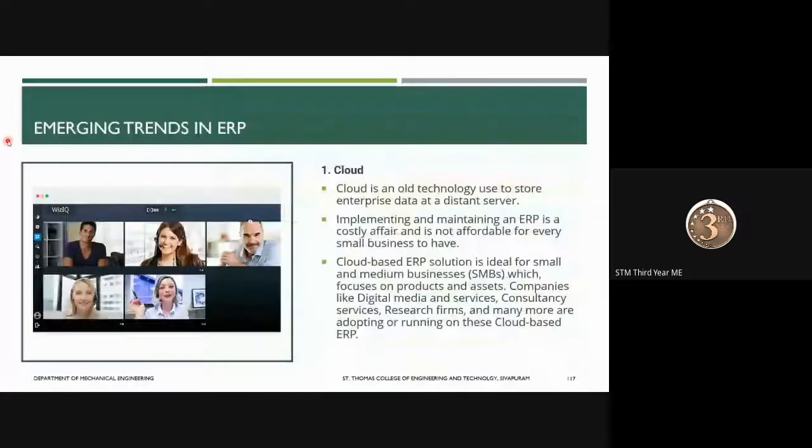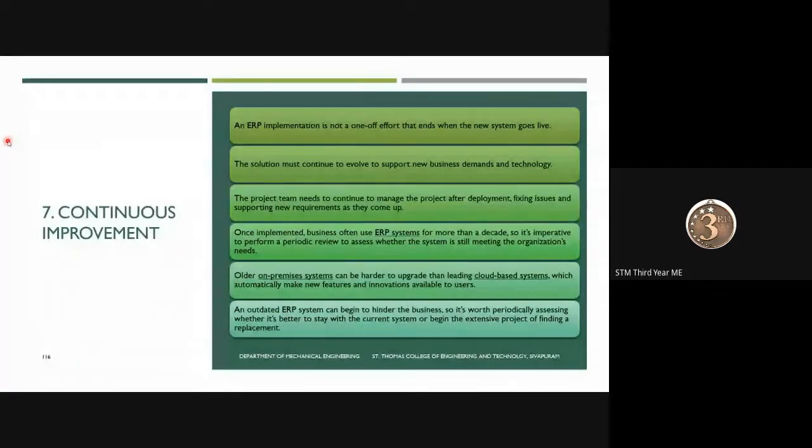Then the last one is continuous improvement. Once ERP is implemented in the company, it does not mean it has to stay like that. There may be a technological update coming, or another company may be doing the operations another way, or another optimized method is being introduced.